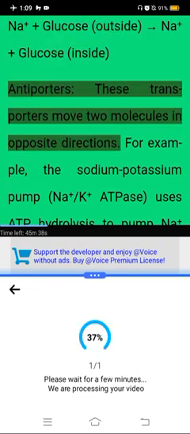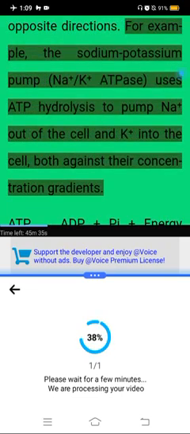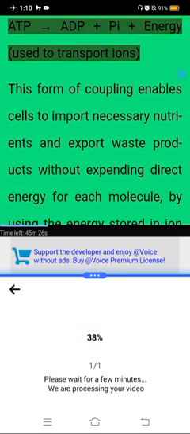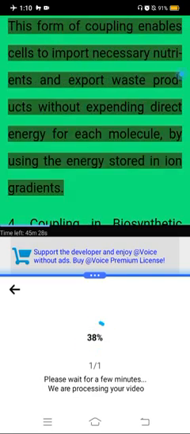Antiporters: these transporters move two molecules in opposite directions. For example, the sodium-potassium pump, Na+/K+-ATPase, uses ATP hydrolysis to pump Na+ out of the cell and K+ into the cell, both against their concentration gradients. ATP → ADP + Pi + energy, used to transport ions.